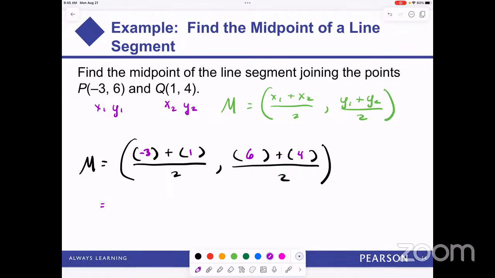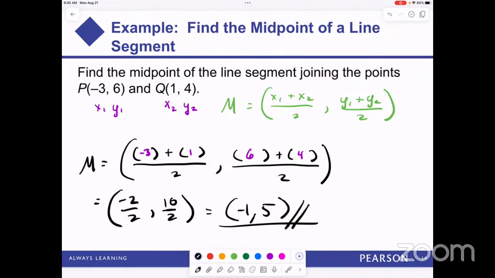-3 plus 1 is going to be, that's going to be what? -2 over 2, comma, 10 divided by 2. Okay, that's going to be -1, comma 5. So those are going to be the coordinates of the midpoint, halfway between these 2 points, right? So if we were to plot these on a coordinate plane, this ordered pair should be halfway between the line segment joining those 2 points, right?